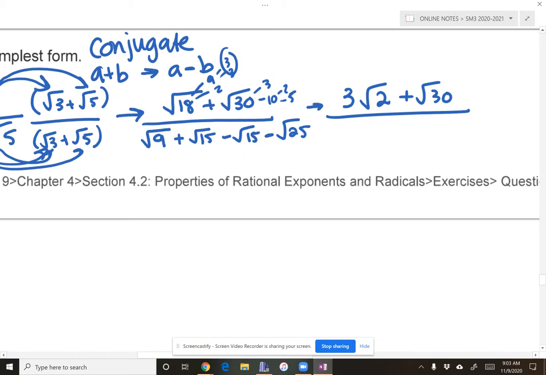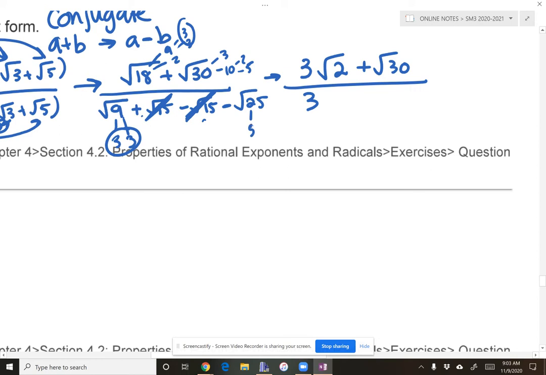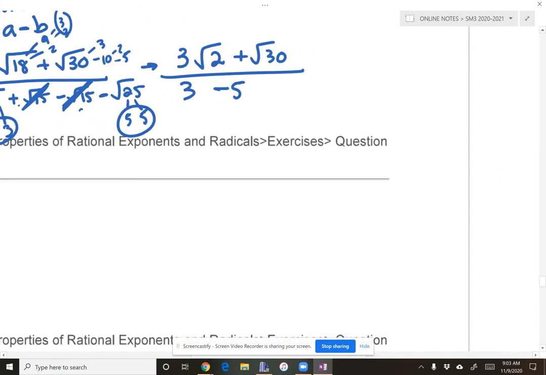Okay. Then on the bottom, the square root of 9 is 3. Okay. Plus root 15 minus root 15. This is why we multiply by the conjugate, because these cancel. Okay. And then minus the square root of 25, which is 5 times 5. So that's minus 5. So we keep simplifying. The top's going to stay the same. Oh, I forgot the root sign. And then the bottom is 3 minus 5, which is negative 2.